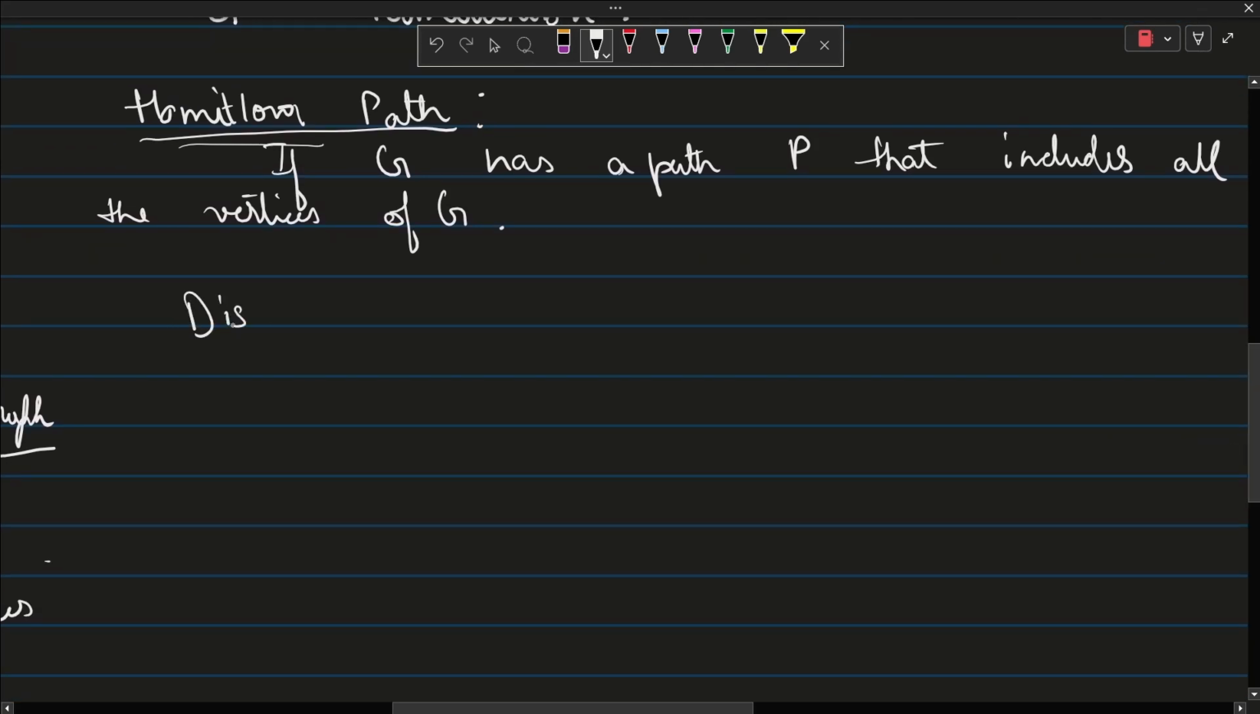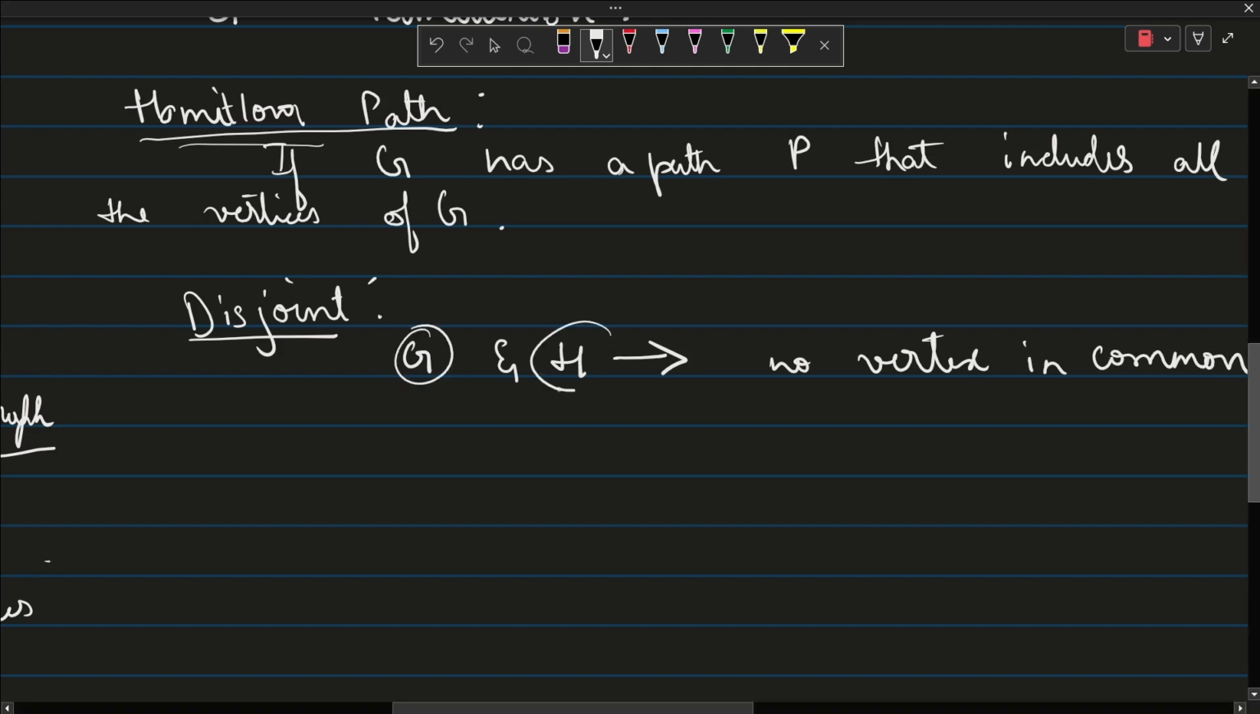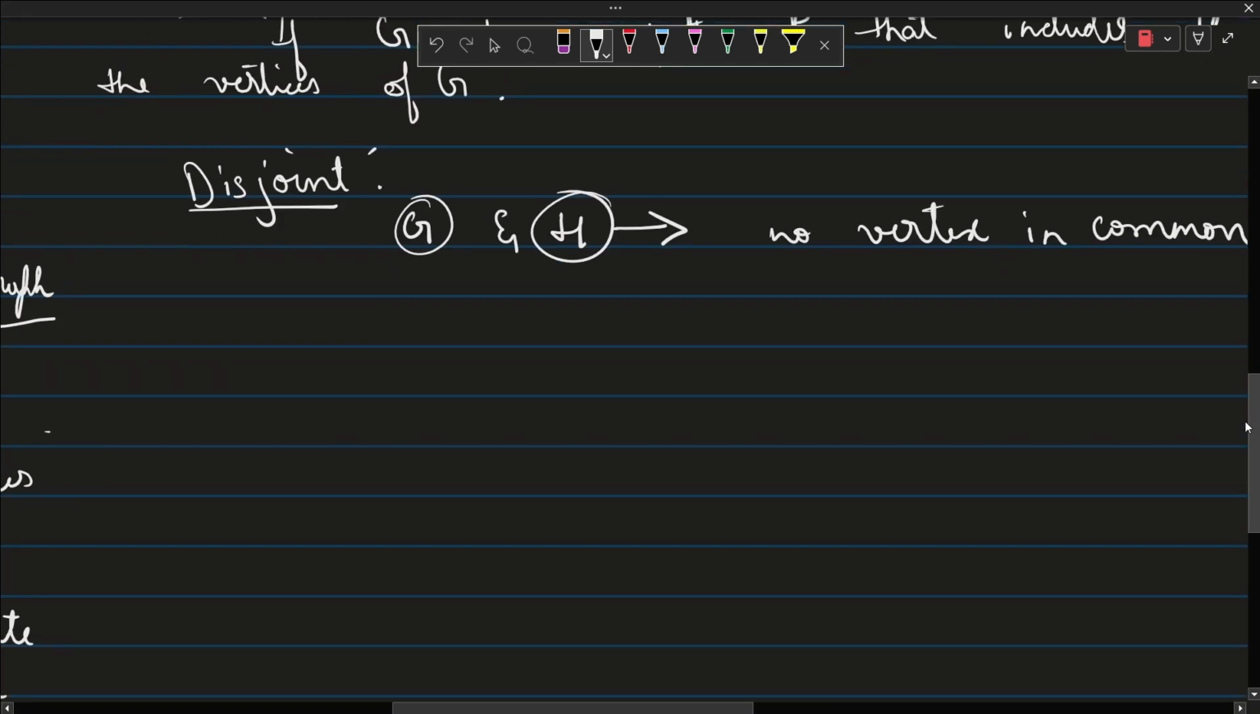What do you mean by disjoint? Consider two graphs G and H. The two graphs G and H are said to be disjoint if there is no vertex in common between graph G and H. Then G and H are said to be disjoint.